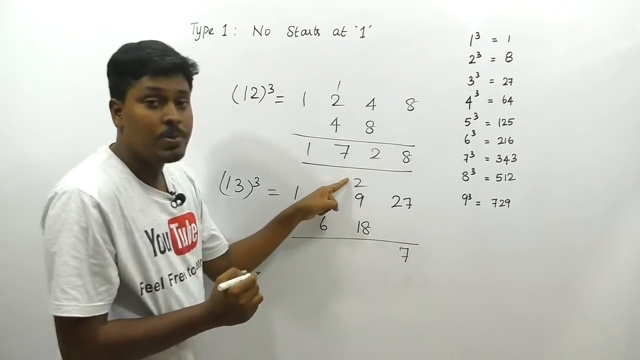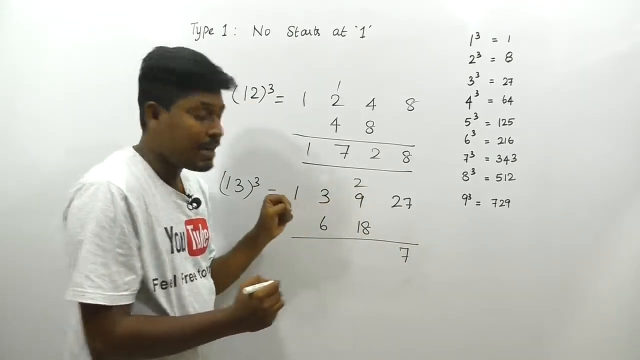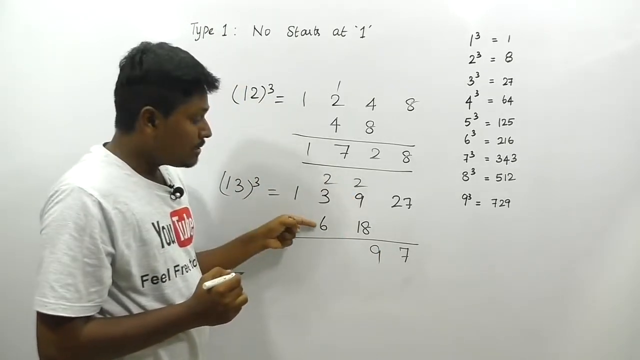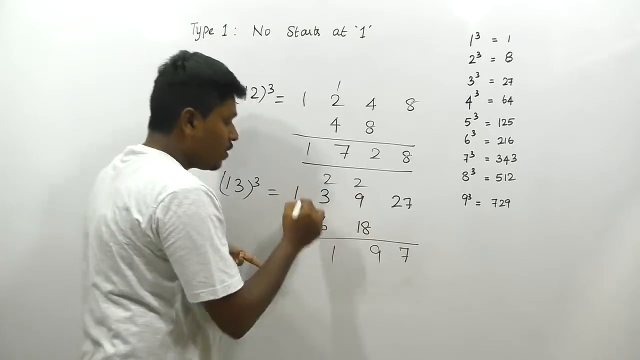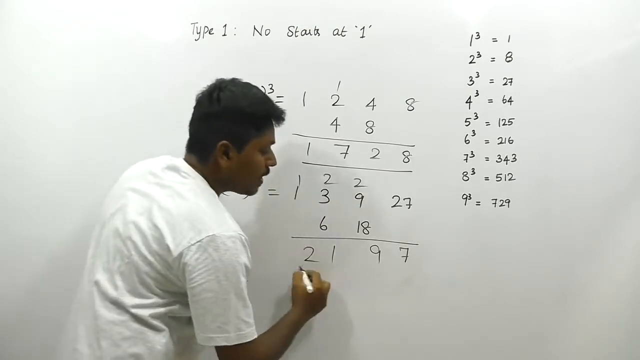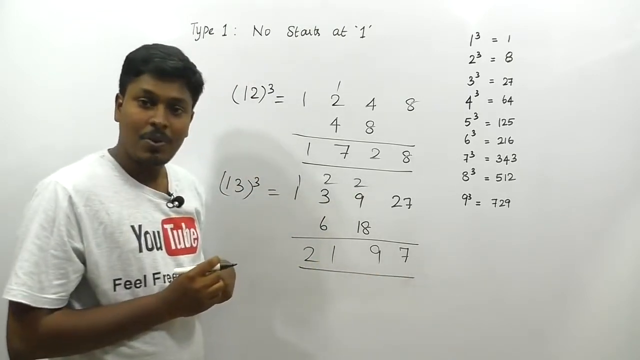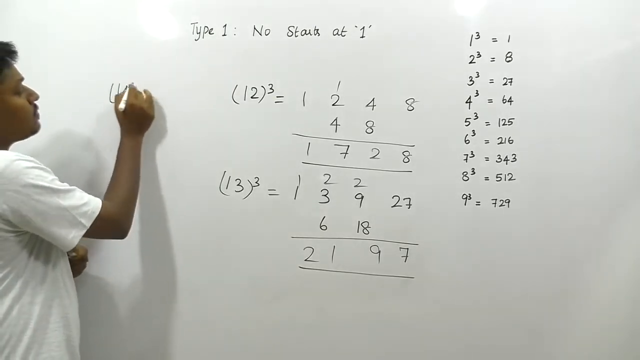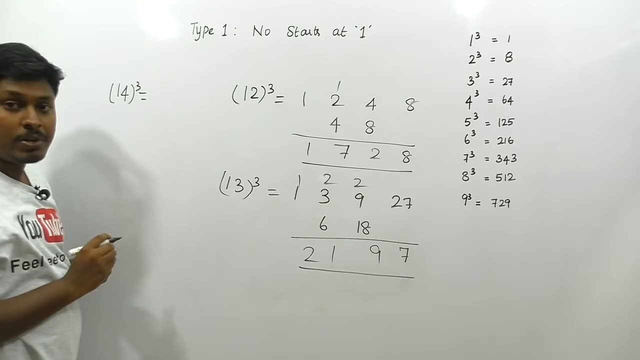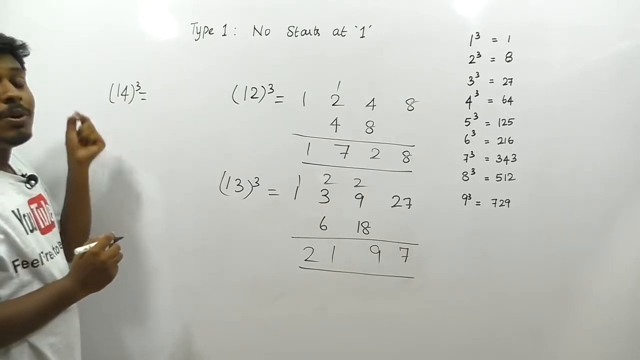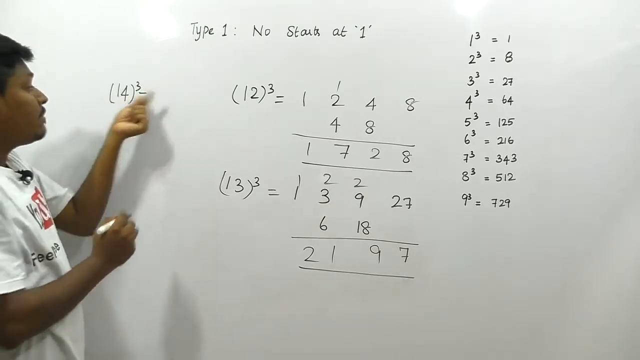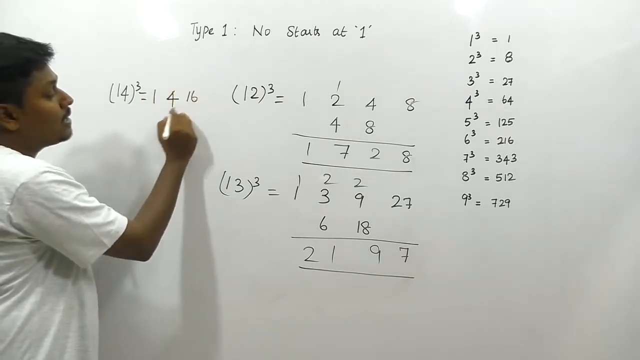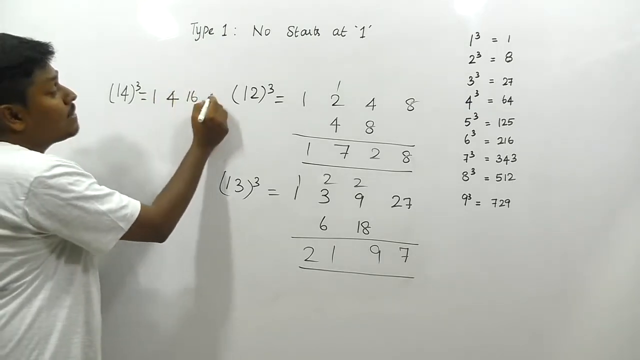18 plus 2 is 20. 20 plus 9 is 29. Write only 9, take remainder as 2. So 6 plus 5 is 11. So 1 1, and 1 plus 1 is 2. 2197 will be your answer. Got it, friends? We can move on to the next one, which is 14 cube. The same methodology we are going to follow. What we need to do first: write the same number as it is, 1 4. Square the second number, 4 square is 16. Cube the second number, that is 64.